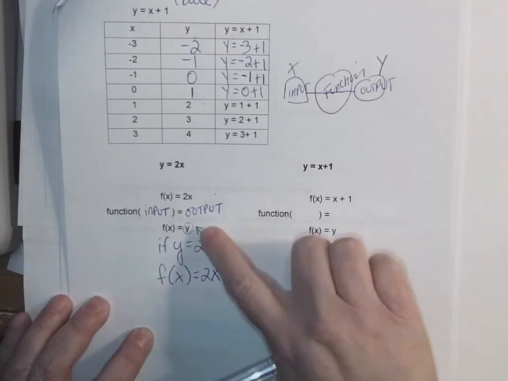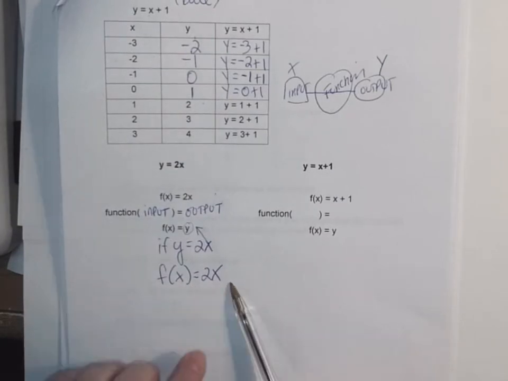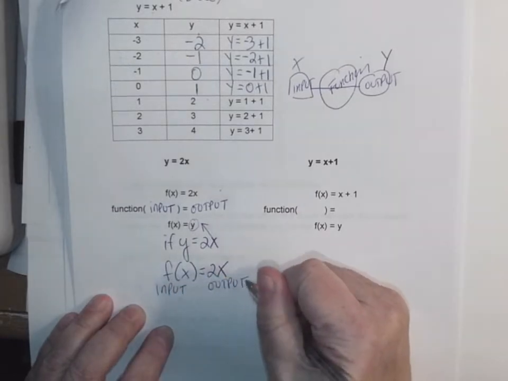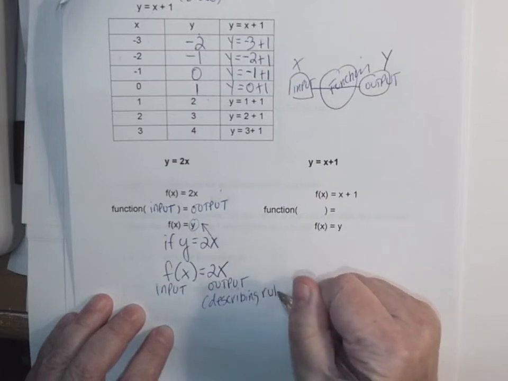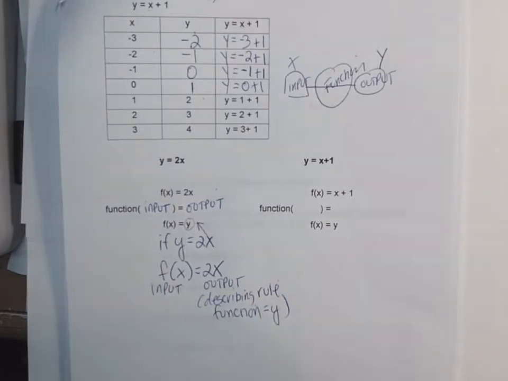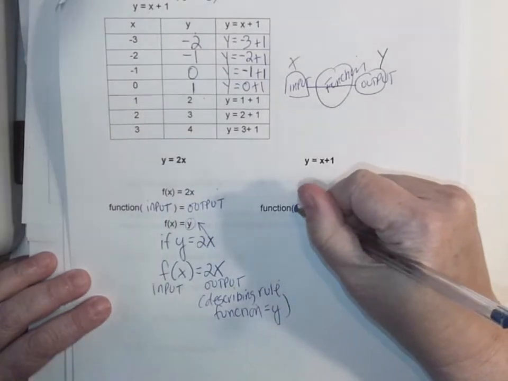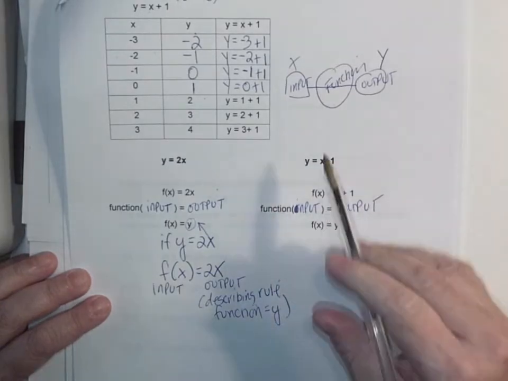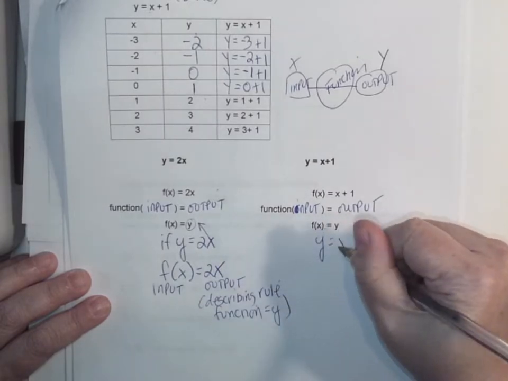And doesn't 2x equal y? So they call it the function of x is equal to 2x. But I want you to think about this being the input, that being the output. And it's really describing the rule of the function, which is going to give us our y's. So if I take a look at this one, again, the input is equal to the output. We know that the input is always an x, the output is a y. And we know that the y here was equal to x plus 1.